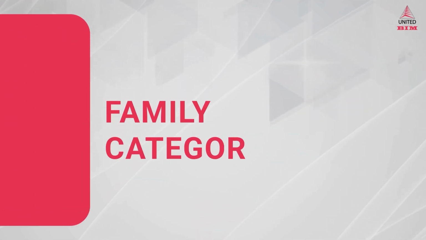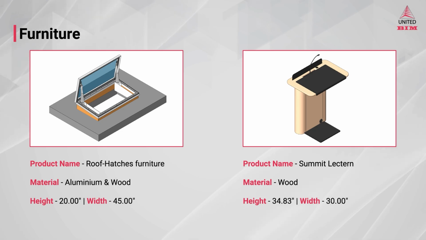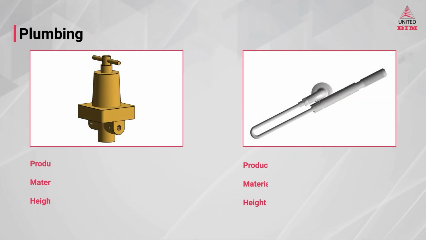Revit families aren't limited to one product type. Almost every building component, from lighting and plumbing to doors, furniture, and fire protection, can be modeled. Architects, engineers, and contractors rely on these families daily to design, coordinate, and specify real products.